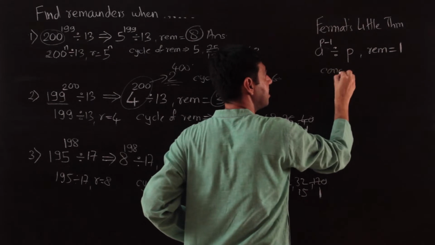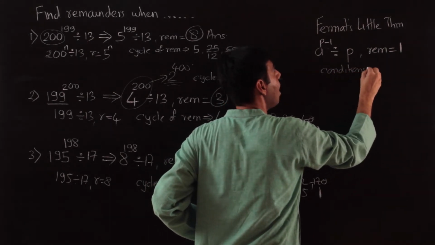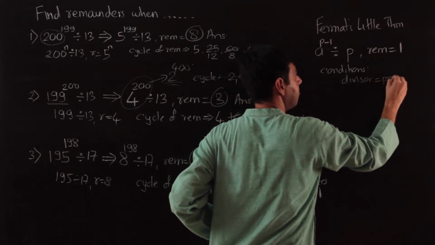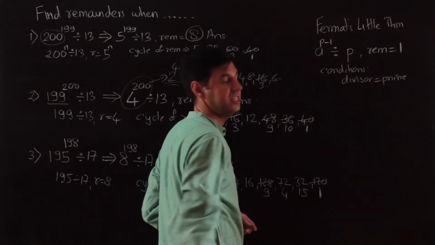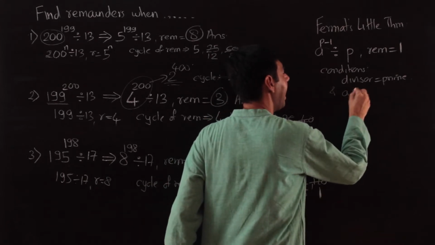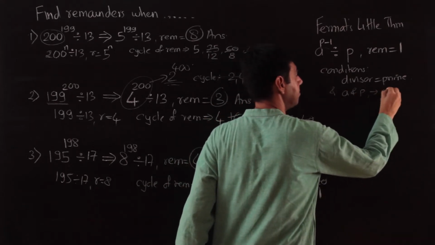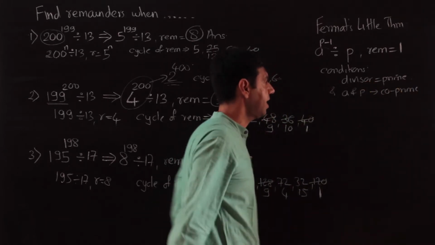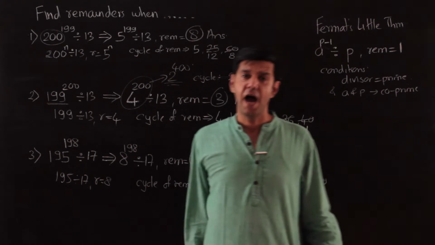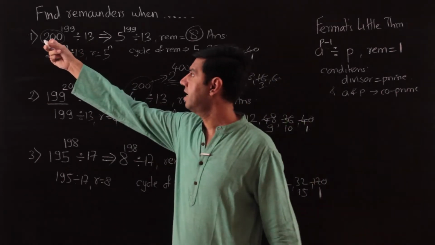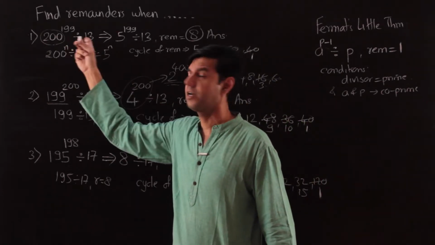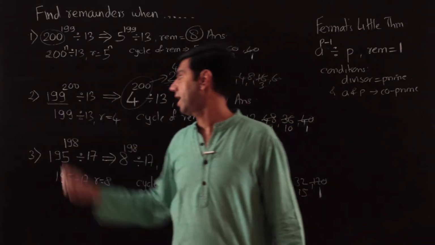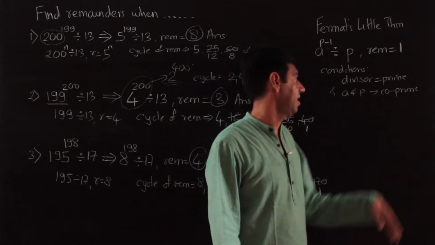Remember a few conditions. The divisor has to be prime. So D has changed to P. And A and P have to be co-prime. There should not be any common factor. Actually, a lot of the questions that we did have that same condition. Remember 2 and 13, they don't have anything in common. They are co-prime. 13 is prime, 13 is co-prime to 199, 17 is co-prime to 195, right?